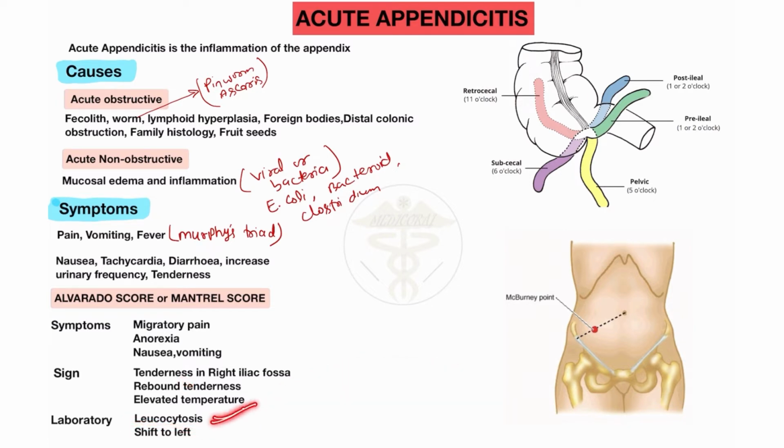So leukocytosis, and which causes the shift to the left shift to occur due to the leukocytosis. So these are the Alvarado score, also called the MANTRELS score. Why is it called MANTRELS?